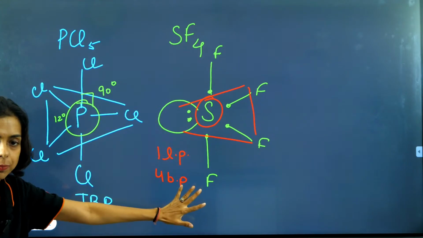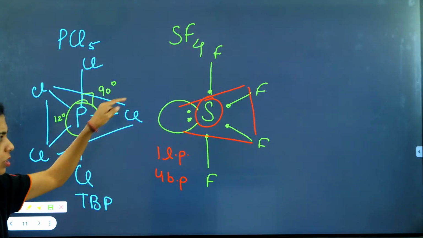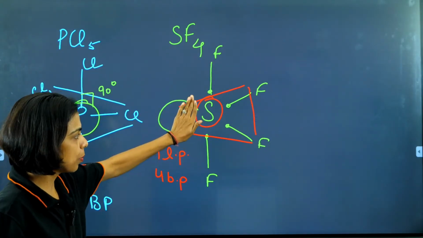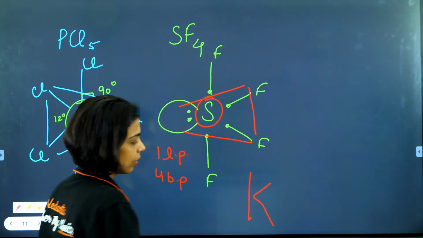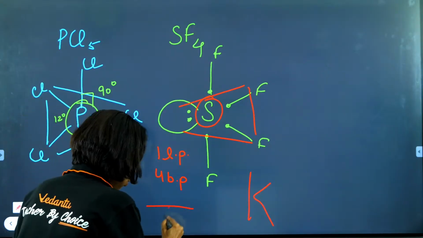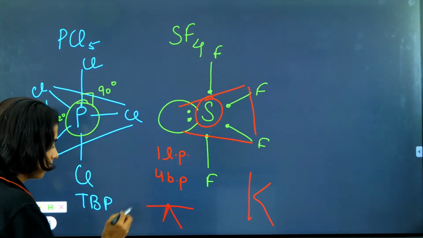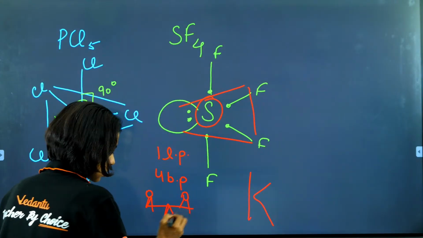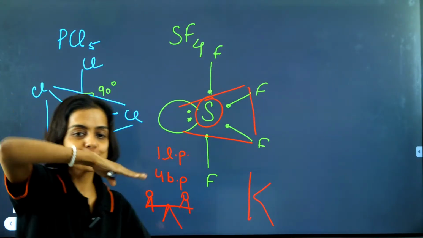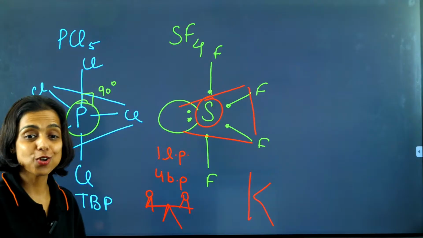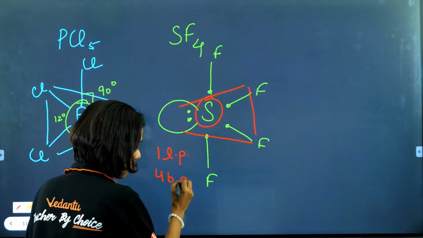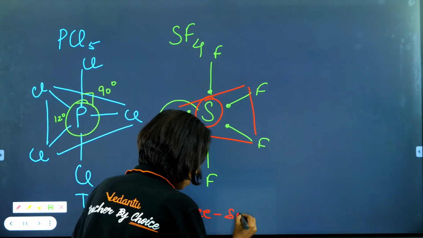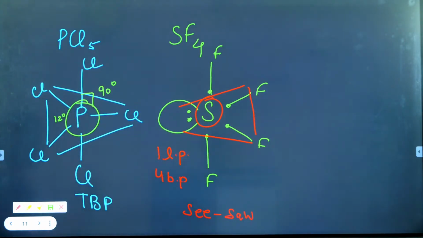The geometry is like this, TBP. But how will the molecule look? What is the shape of this molecule? This electron pair, forget it, it is inside. So what do you call this shape, guys? K shape, or do you remember the seesaw? A seesaw in the park, where kids sit on each side, right? So this is the seesaw shape. When you have 4 bond pairs and 1 lone pair around the central atom, that shape is a seesaw shape, right?